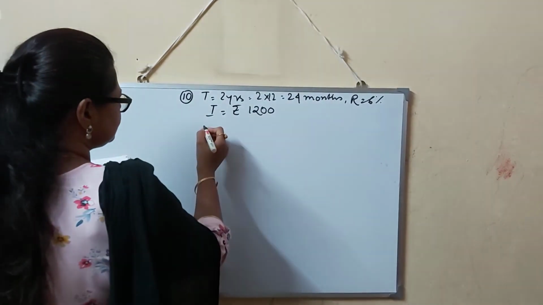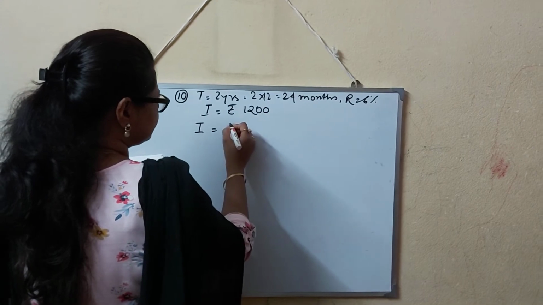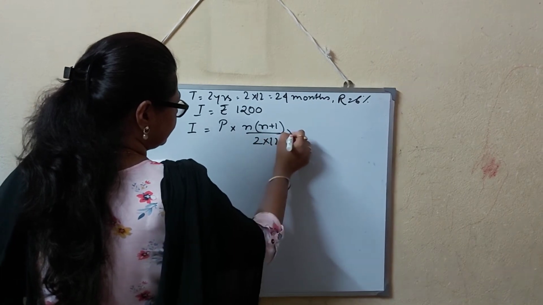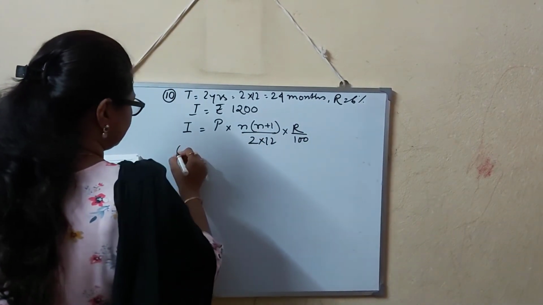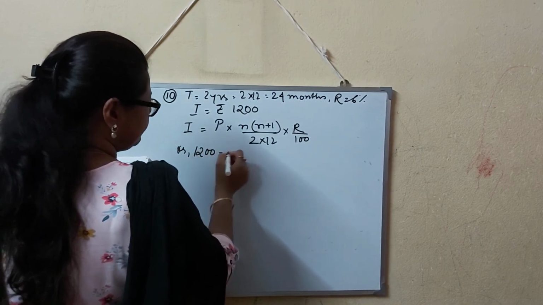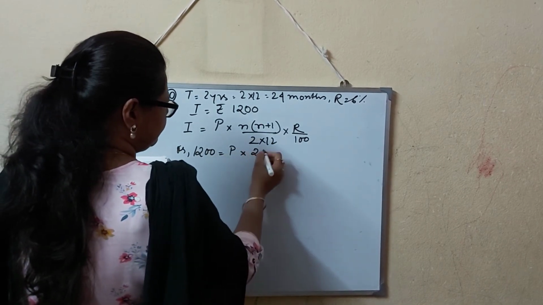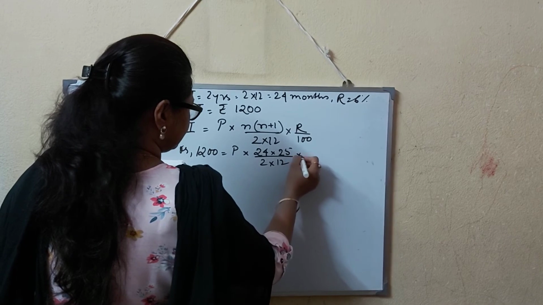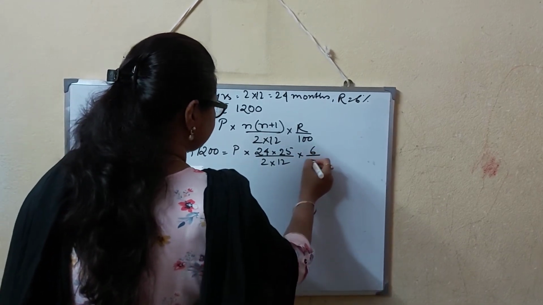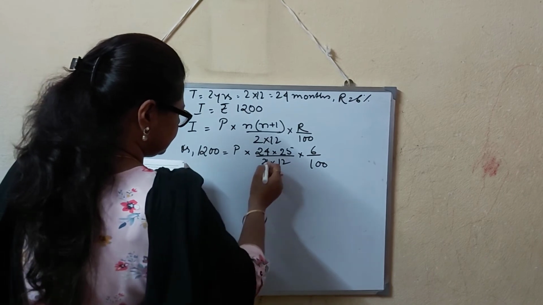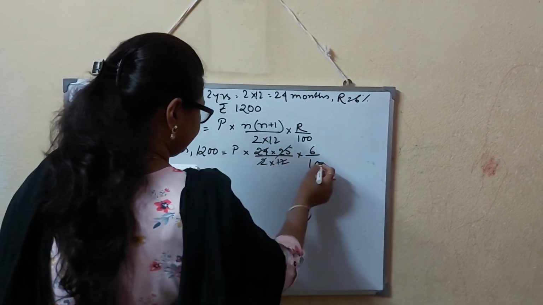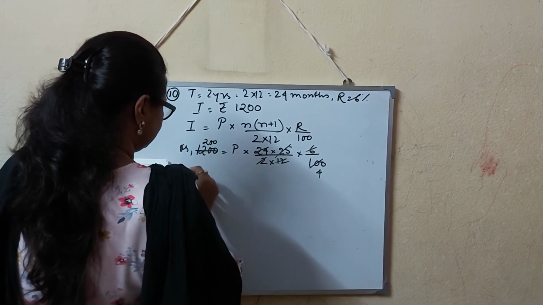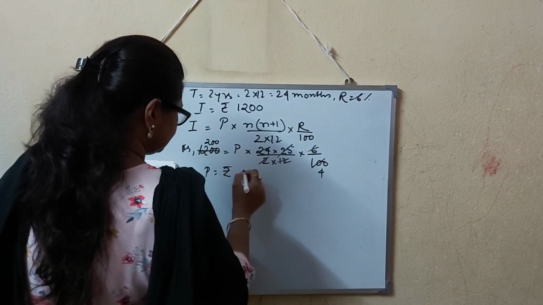First let's find the monthly installment. With the help of interest, we find the monthly installment, that is P into n into (n plus 1) by 2 into 12 into R by 100. So our interest is 1200. P we don't know, we have to find it out. N means 24 into 25 by 2 into 12 into R is 6 by 100. So I get, this cancels out. 25, 4, 6, 2, or I get P equal to rupees 800.